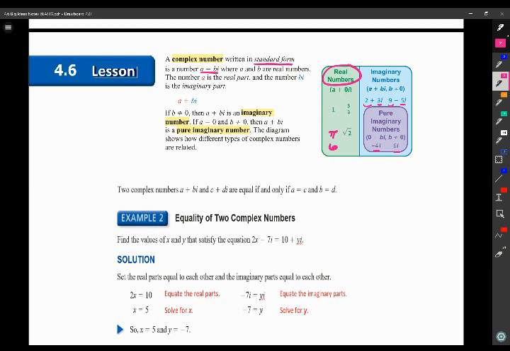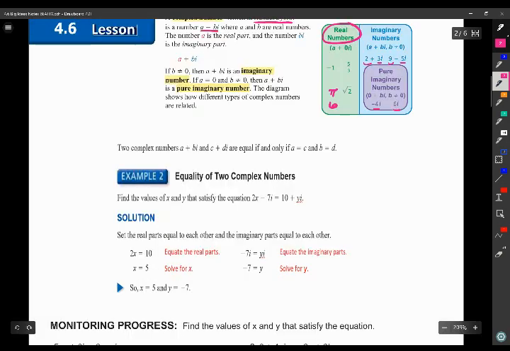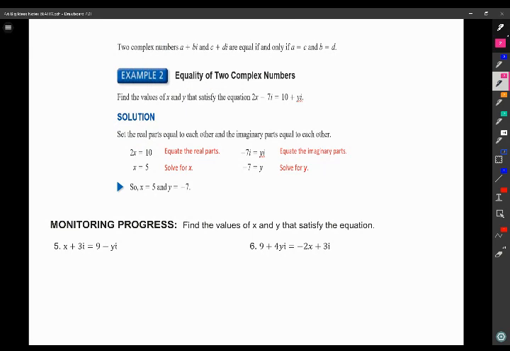The way we're going to do that is, if I'm just adding and subtracting, i is like a variable. So if I'm trying to solve, I know that the 2x is the real part and the 10 is the real part. So these are our real parts, and this is our imaginary parts. And as you look, one option is we just set the real parts equal to each other. So we're going 2x equals 10.